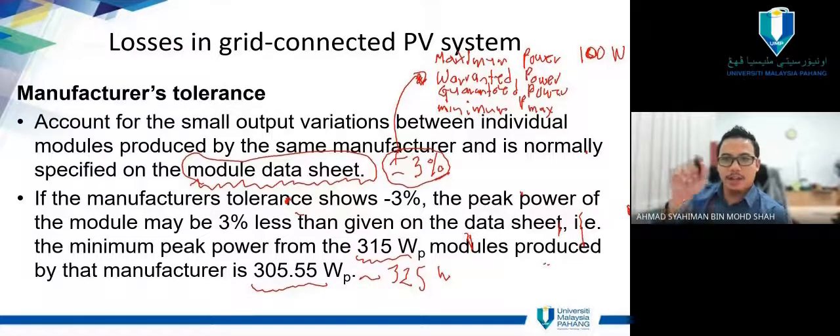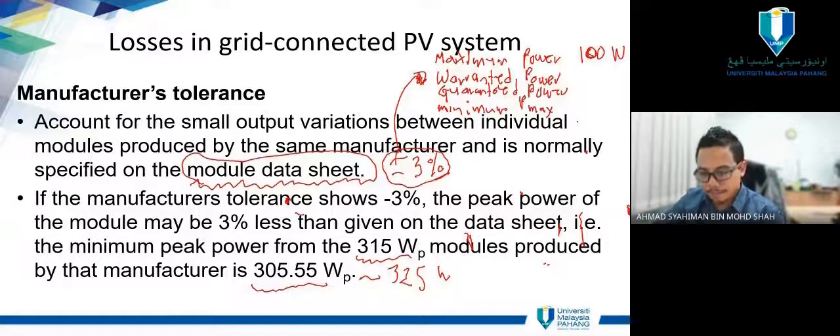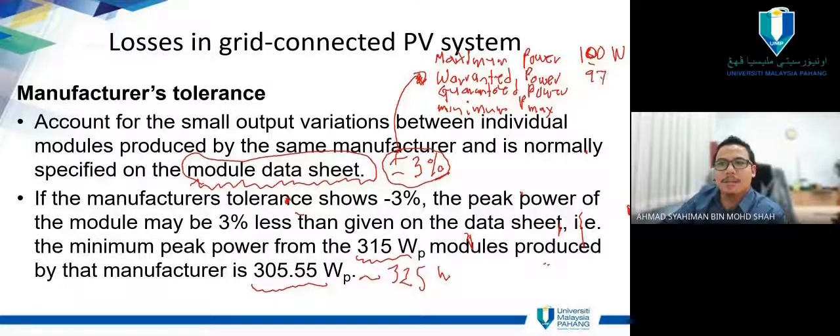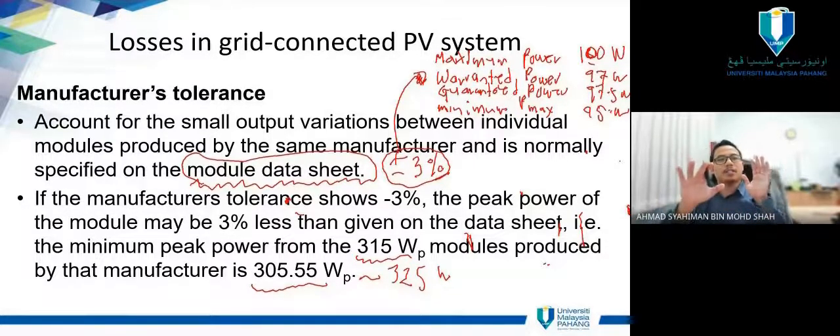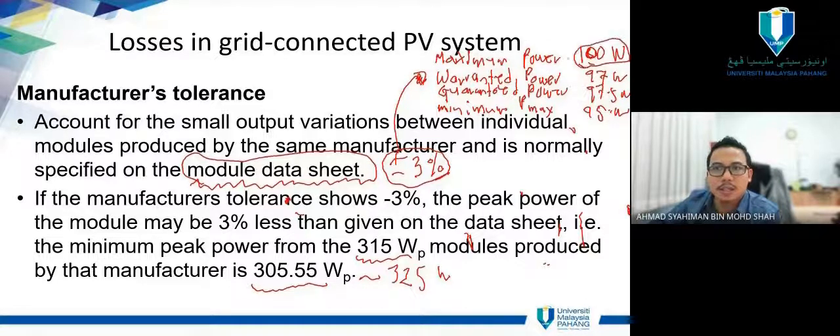Usually, if you find these kinds of words, check the watt first. In most cases, I believe it will be lower than the one above, 97 or 97.5 or 95 watt, something like that. In most cases, the value for the warranted or guaranteed or minimum power is less than the maximum power, which we call the PMP above. Okay, this is PMP, we give PMP.